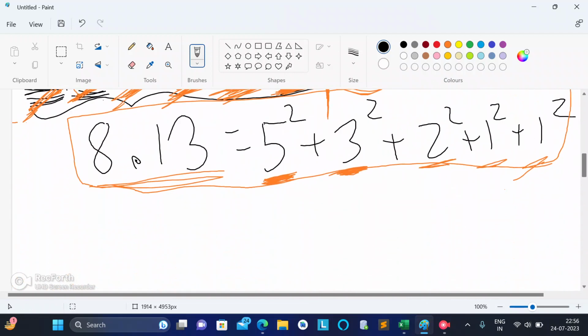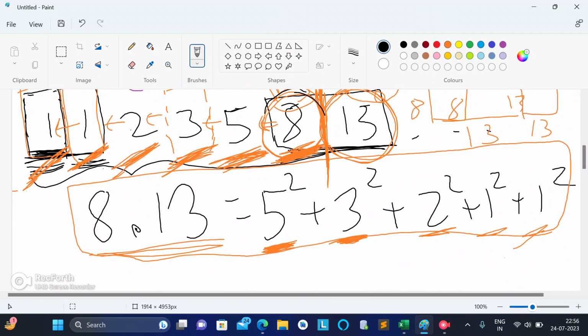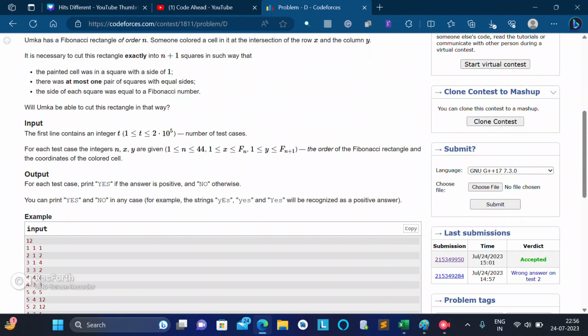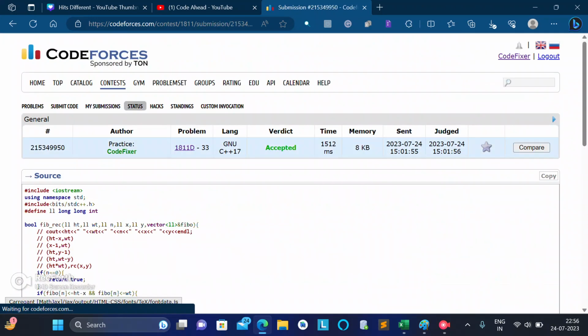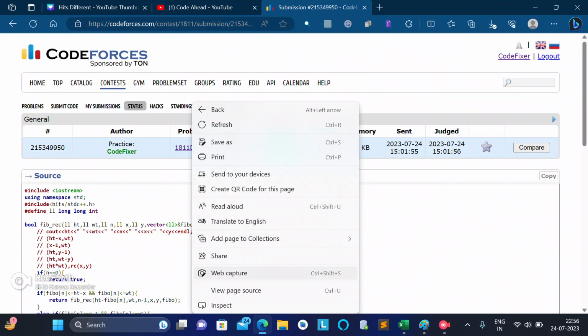So let's come back to the code. Back to the code. How will we code this question? So let me open the code.